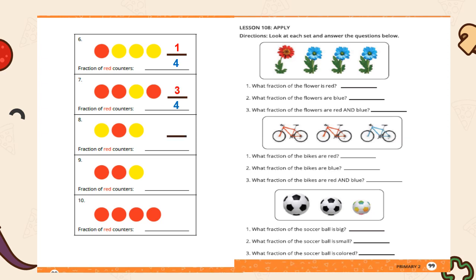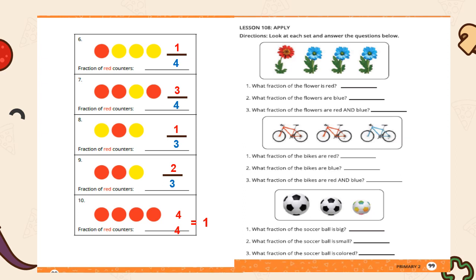In number 8, the total parts are 3. How many red? Just 1. So the fraction is 1 over 3. In number 9, the total are 3. How many red? They are 2. So the fraction is 2 over 3. The last one. The total are 4. And how many red? They are 4. So 4 over 4 equals 1.